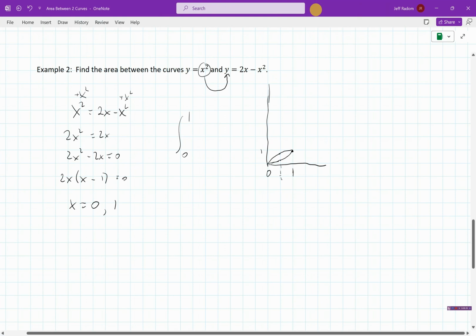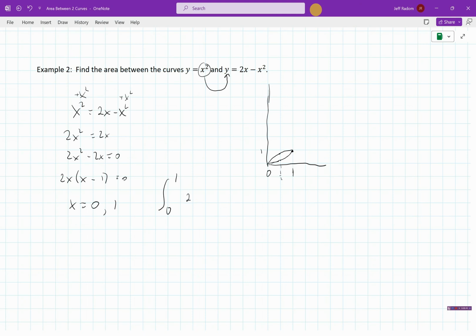So we are integrating from 0 to 1, the top function, 2x minus x squared, minus the bottom function, x squared, with respect to x. This one was a little bit trickier in that we had to find out where they intersected by substituting the one function into the other to find the intersection points, and then it was a little bit tricky to know which one was on top. But we determined that by testing a point in between the intersection points. So now we just got to integrate this.